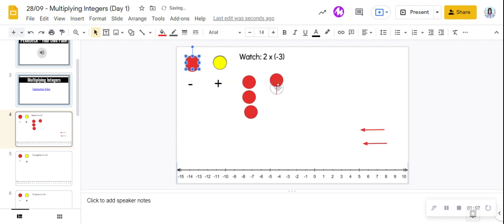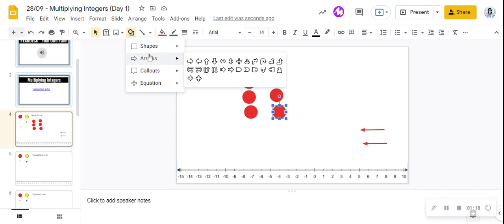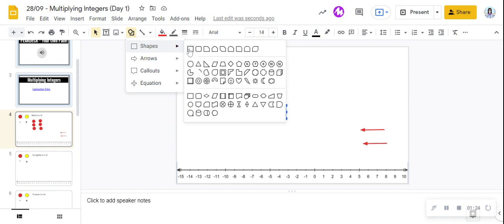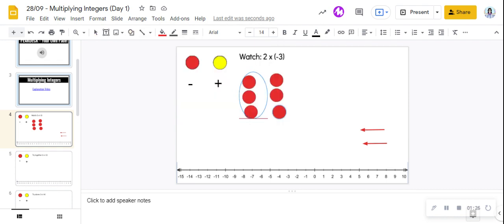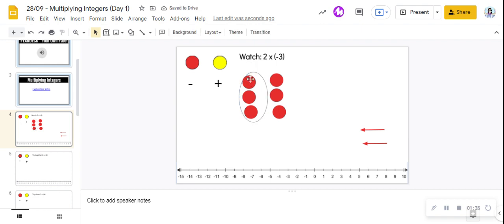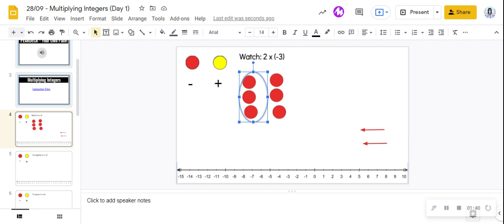And I want to make my groups distinct so that when my teacher is looking at this, she or he can tell that I've made distinct groups. If you want it to be even more clear, you could add a circle or a line, something to just show that you knew you were making these groups. And I make that clear, transparent. So I'm clearly showing that that's one group. This is one group. I've got 2 groups of negative 3. And there I go. I've got my groups.